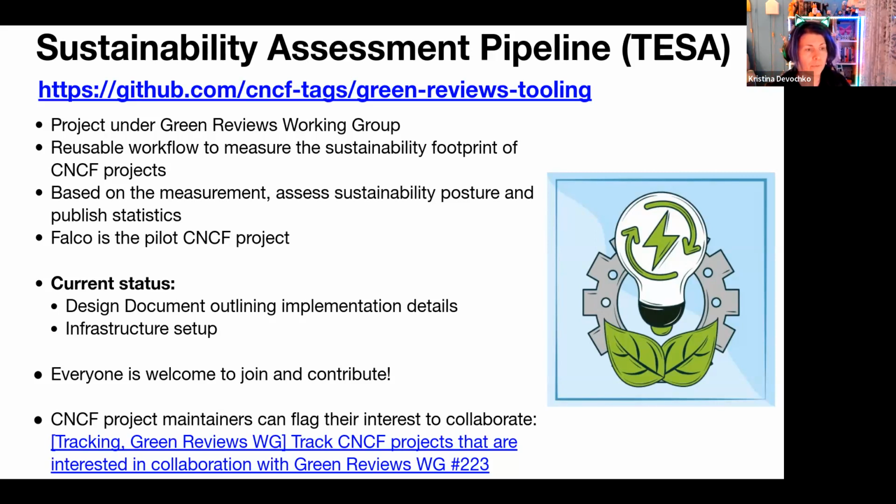And currently we are still at the beginning. I would say we have a design document where we are outlining the different bits and pieces of this implementation, both when it comes to the underlying infrastructure setup where we could run such load tests, also what kind of frameworks we could use in order to perform this sustainability measurement, and also how we are going to publish these statistics and how we can provide a better review for the projects and so on.